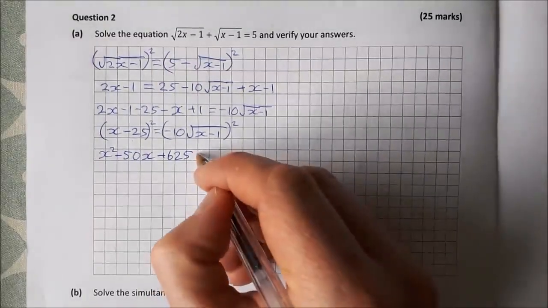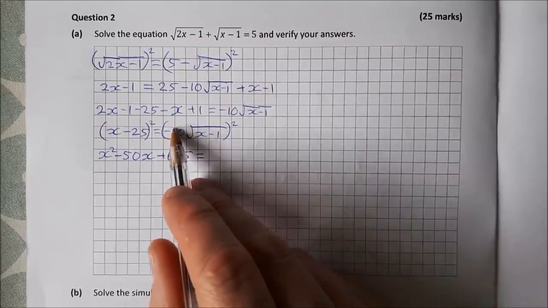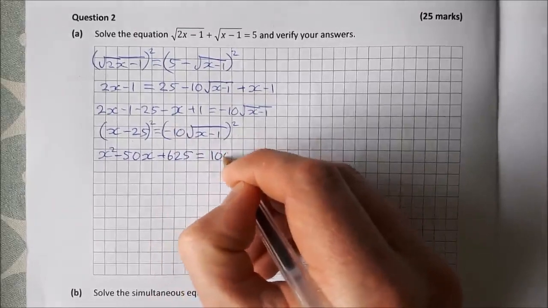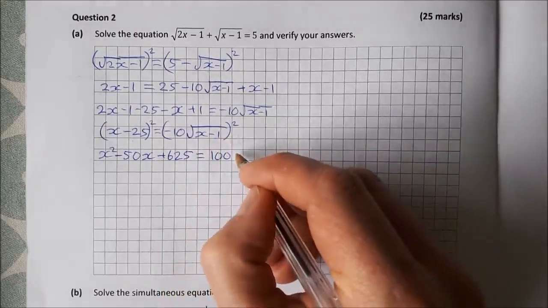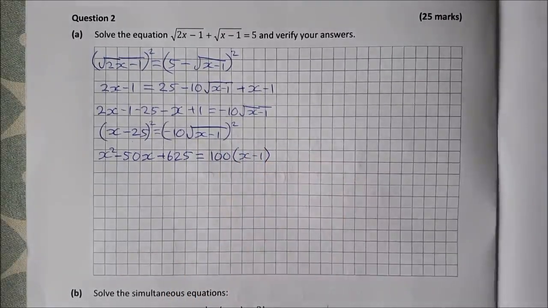On the opposite side then, that's equal to, now to square this, what you do is you square the number out in front and you square that. So minus 10 by minus 10 is 100, and then the square root of x minus 1 squared is x minus 1. So it's 100 times x minus 1.